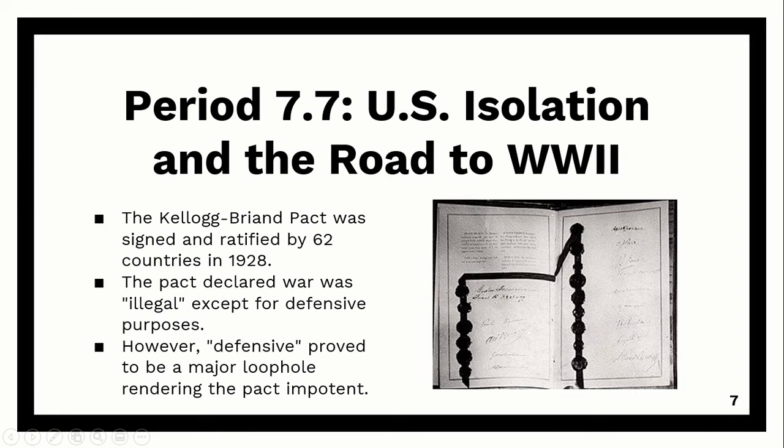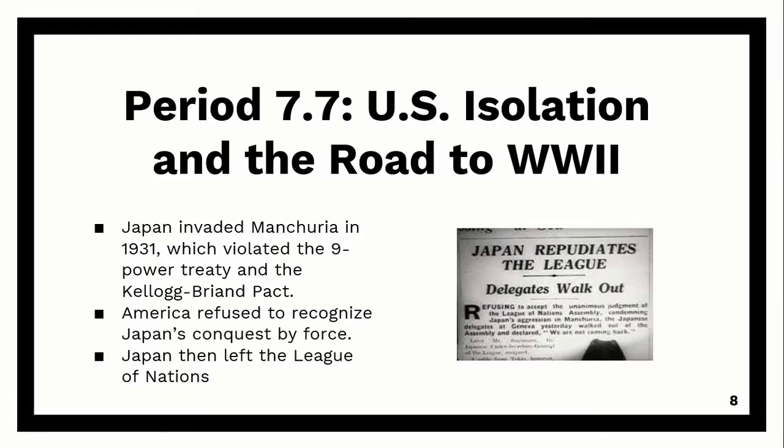The Kellogg-Briand Pact was signed and ratified by 62 countries in 1928. It declared war was illegal except for defensive purposes. However, the word defensive proved to be a major loophole, rendering the pact impotent. Japan invaded Manchuria in 1931, which violated the Nine-Power Treaty and the Kellogg-Briand Pact. America refused to recognize Japan's conquest by force, and Japan therefore left the League of Nations.